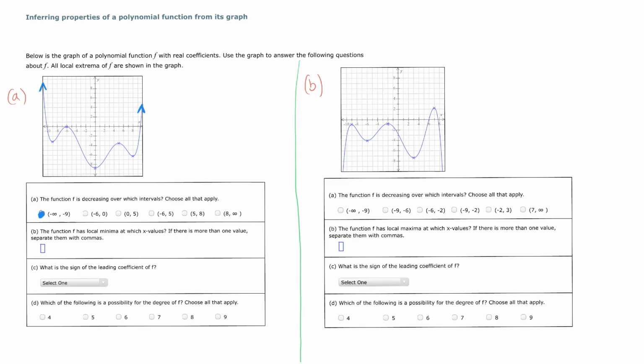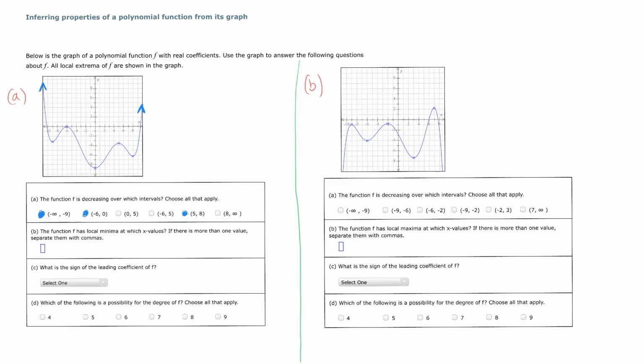So let's fill in this bubble here. It's better to just write this out on your sheet of paper instead of trying to bubble things. Bubbling things does not help you learn. It's almost better to write things out. Actually, I shouldn't say almost. It's always better to write things out. It also decreases from 5 to 8. So the next one is this one, 5 to 8 here.